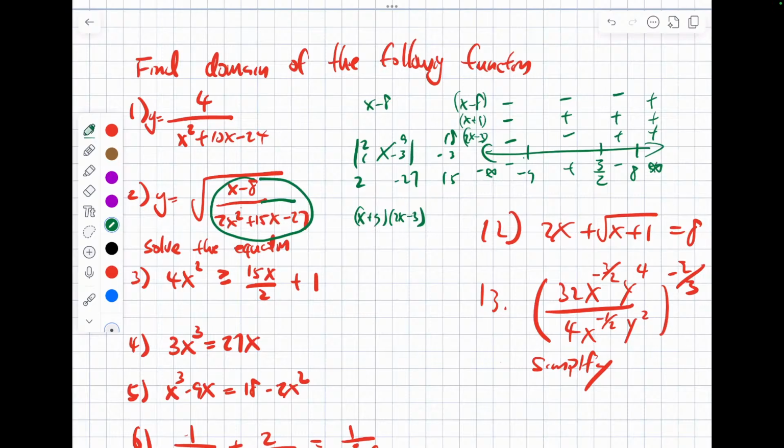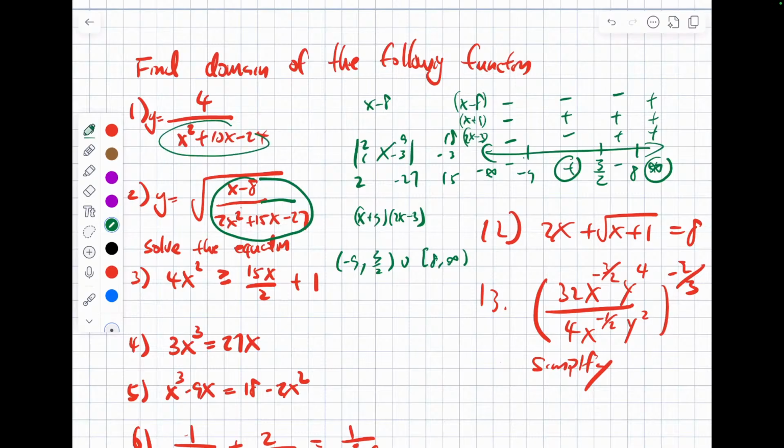Since it's greater than 0, I'm looking for this region and this region. So I'm going to look at whether they include this or not. If it's on the denominator, then you don't include. So that's going to be -9 to 3/2. It's also on the denominator, so it's going to be 3/2 with a parenthesis. Union from bracket 8 to infinity, and that is the right answer for this.